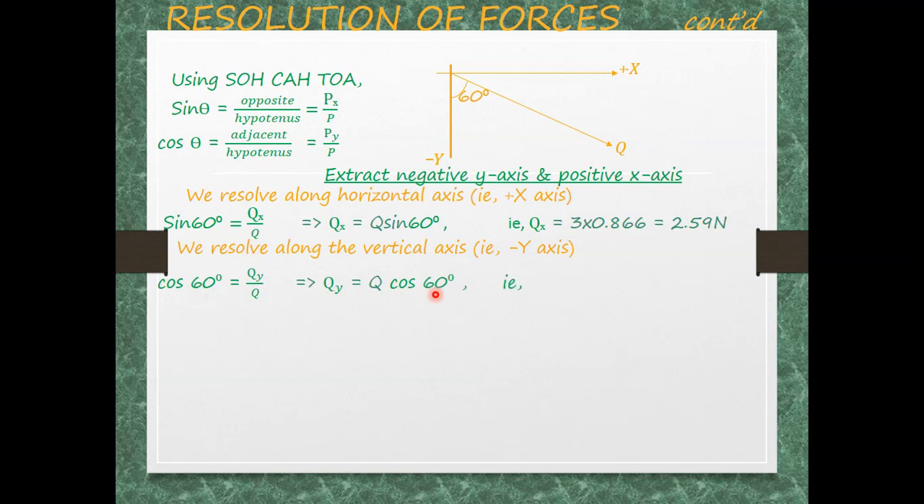That is, our Qy becomes 3 times 0.5, which is our cos 60 degrees. We replace it with 0.5, and that gives us 1.5 Newton. So let's summarize our solution.